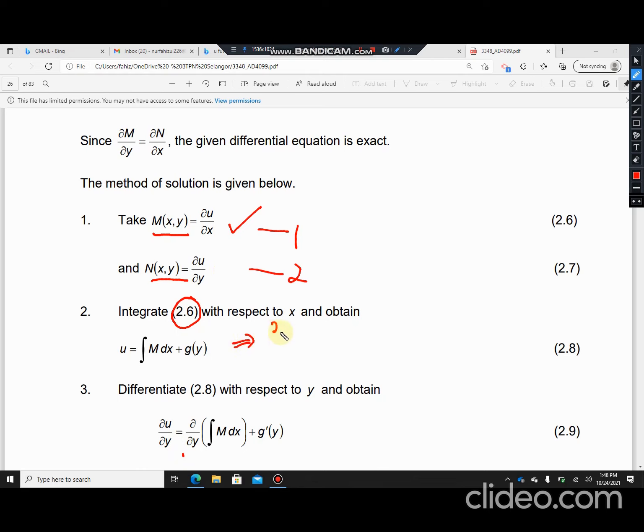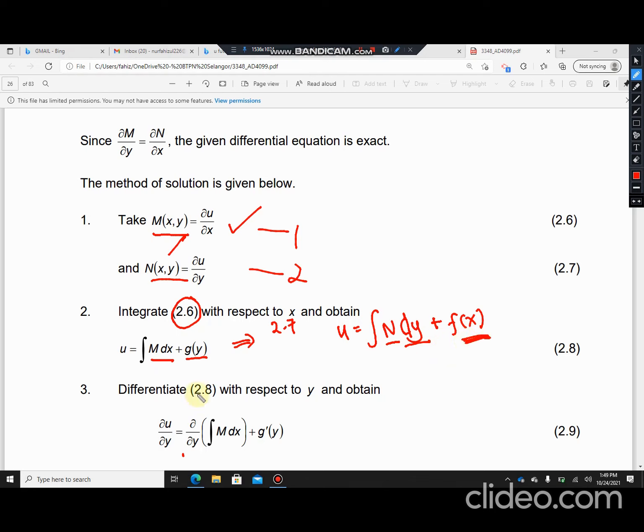Kalau awak ambil 2.7, dia akan jadi macam mana? Kat sini, u, dia akan terbalik. Maknanya awak akan integrate N terhadap dy tambah dengan g(y) dia akan jadi function x. Dia terbalik. So sebenarnya dia boleh pilih yang mana satu yang mudah, sama ada awak mudah integrate M ataupun awak mudah integrate N. Tapi dia tak boleh guna formula yang sama. Kalau awak ambil untuk integrate M, dia akan jadi macam ni, M terhadap dx and then belakang tu tambah g(y). Kalau kat sini, ambil N terhadap dy and then tambah dengan dia akan jadi function x dekat belakang.